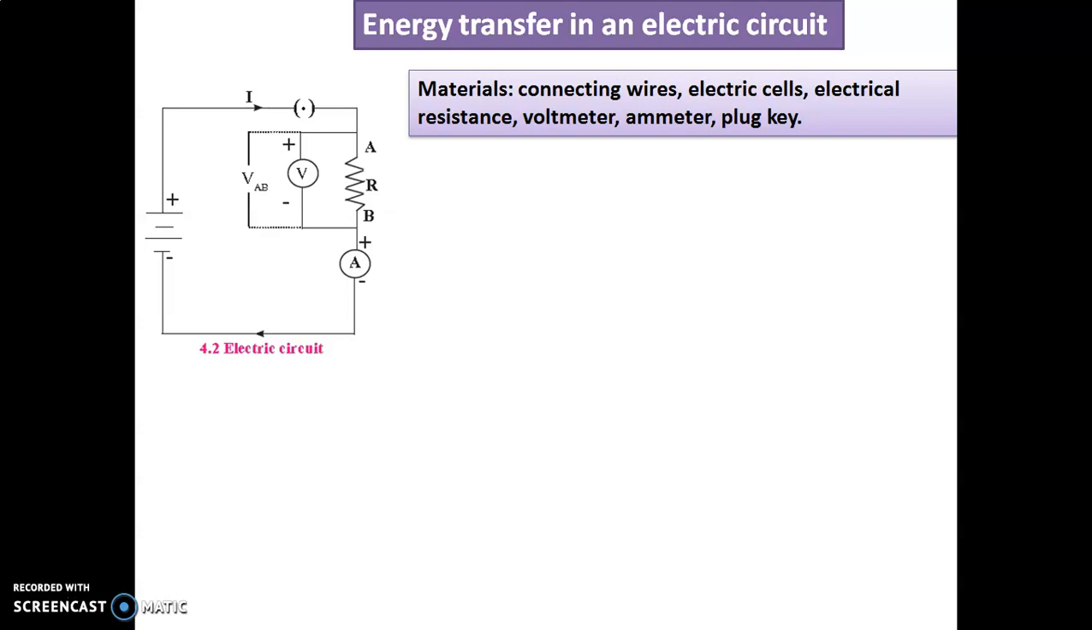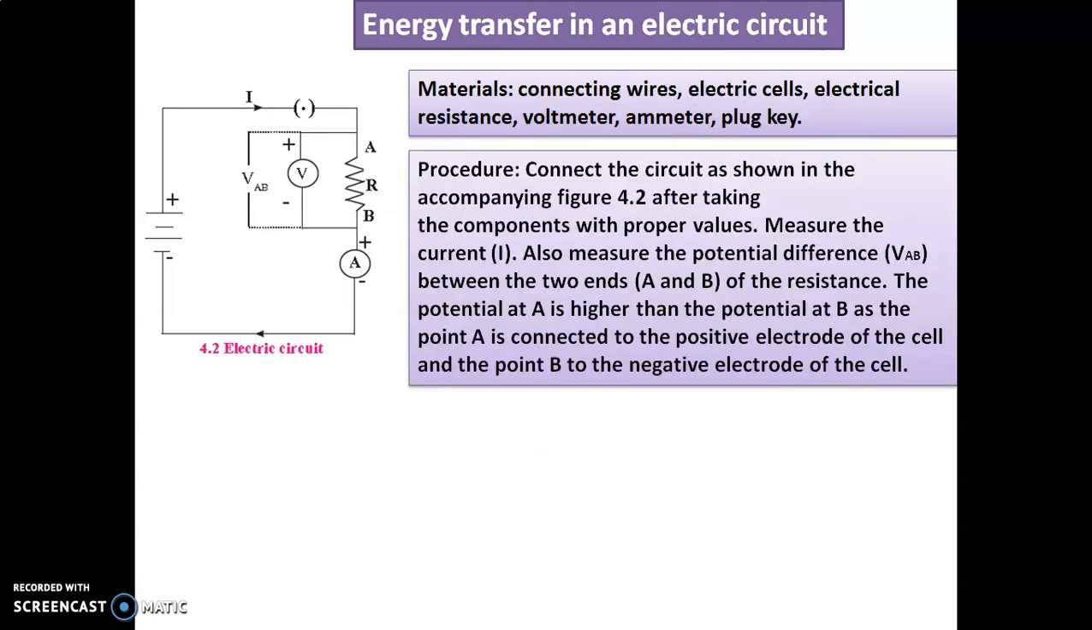The material required is: we require connecting wires, we require an electrical cell that is going to give the energy or potential difference. We need electrical resistance, which is denoted by letter R. This is to control the current. We need a voltmeter. This is to measure the potential difference in the circuit. We need an ammeter, which is denoted by A. This is used to measure the current. And then we need a plug key, which is important to start and stop the current flowing in the circuit.